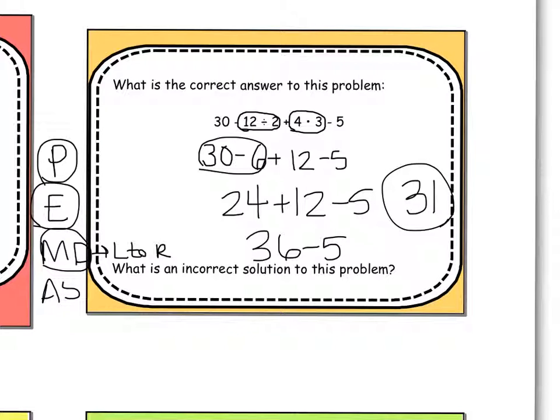What students often do is they just solve the problem from left to right. So they start with 30 minus 12, then they divide that by 2, then they add 4, then multiply by 3, then subtract 5. And because of the way that order of operations goes, that will give us a different answer. So I wanted to make sure students were following the PEMDAS order of operations.